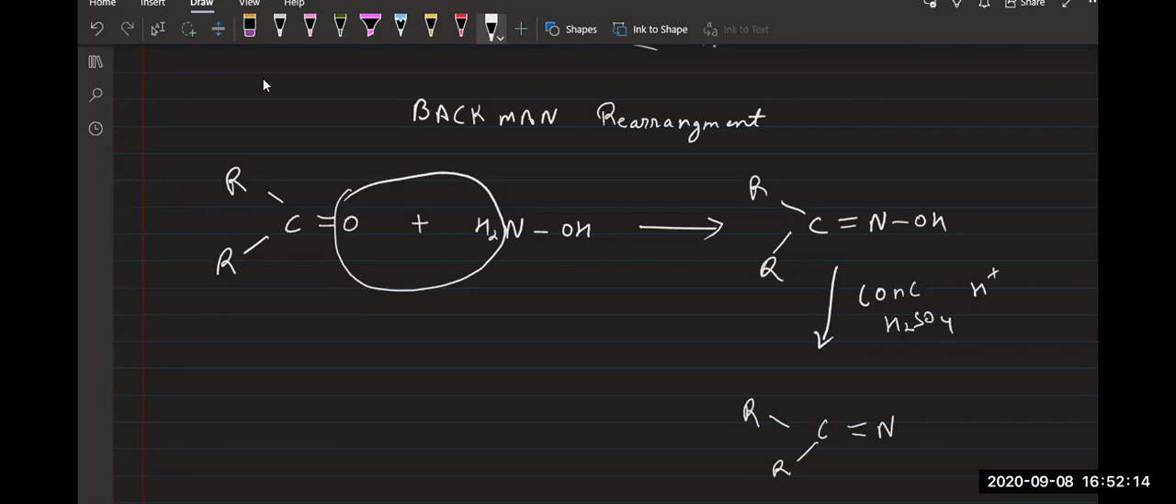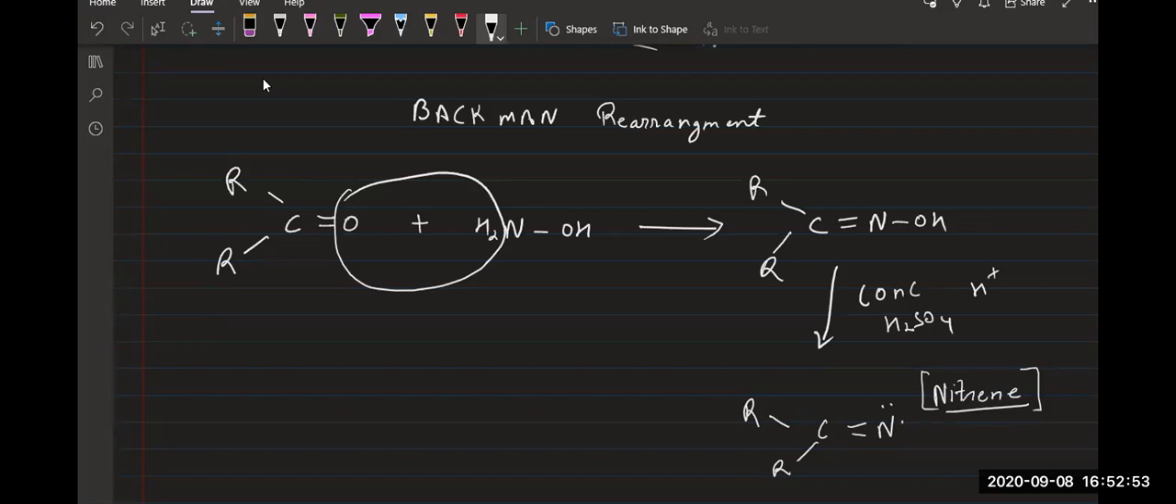You can just write plus over here, it's fine. Actually, it will be an intermediate, this is called nitrene. Nitrene is one of the intermediates. Carbocation, carbanion, then we have free radical, then we have carbene, then we have nitrene. Okay, this is like nitrene. Got it?